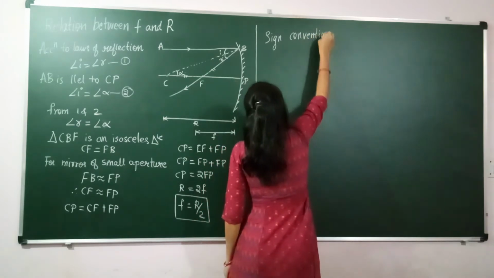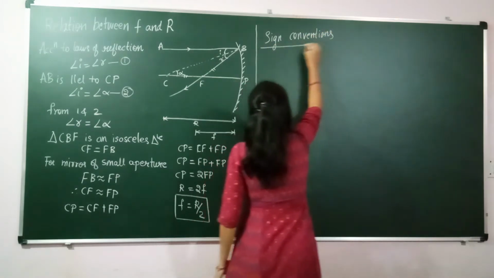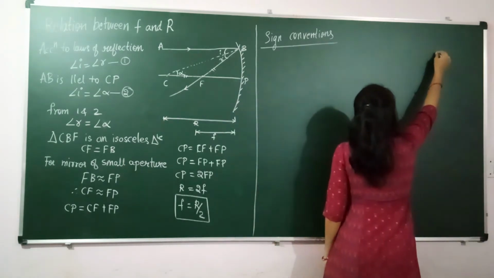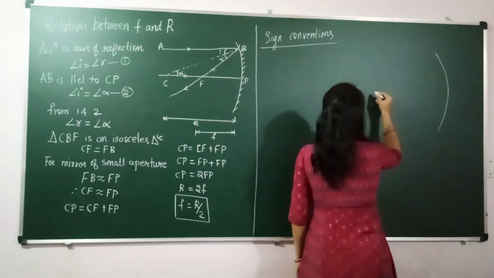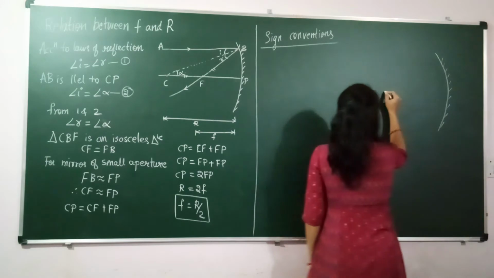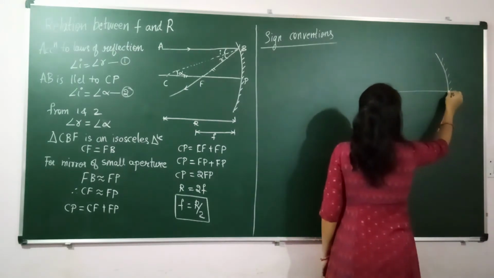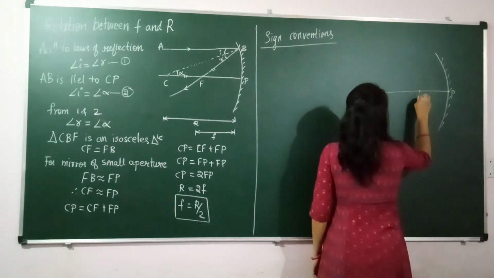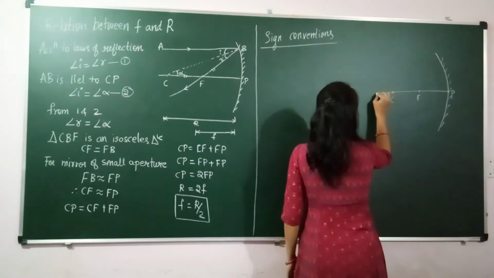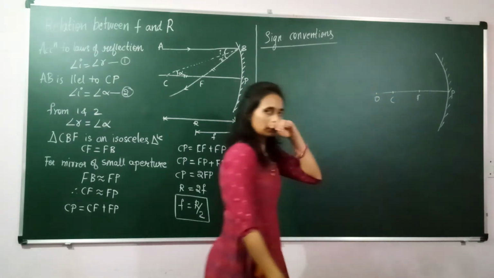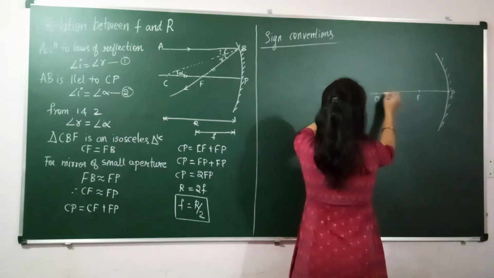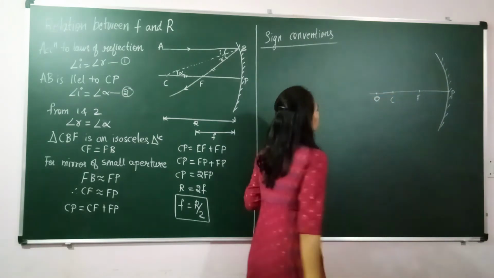We have three sign conventions. We will study those three sign conventions for the spherical mirror. For that, first we will take a concave mirror. Any mirror we can take, but here I am taking a concave mirror. This is our principal axis. Here we will take the pole, focus, and center of curvature, and if we place any object on the principal axis, we will mention it as O.